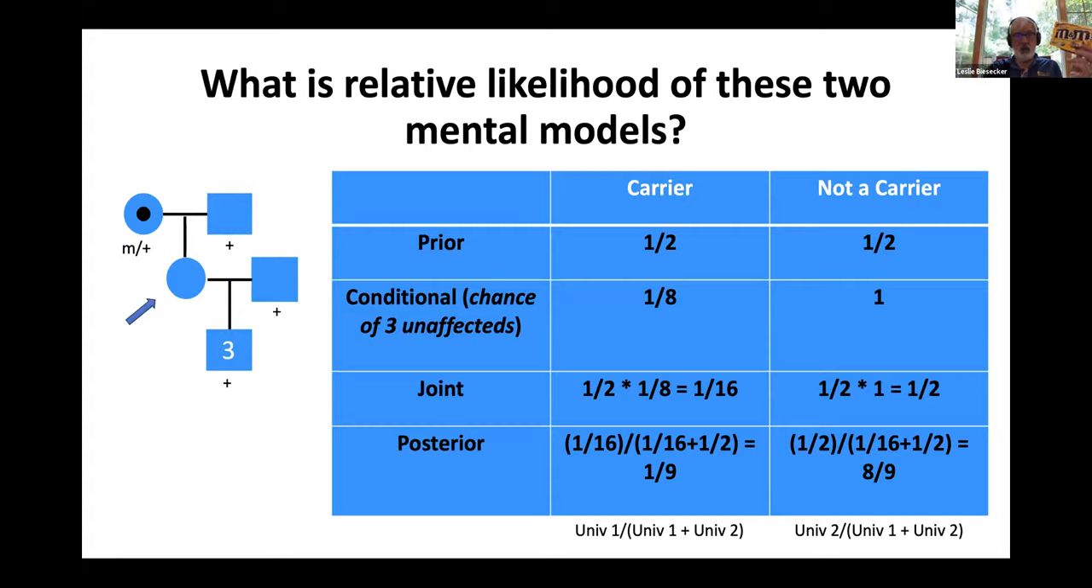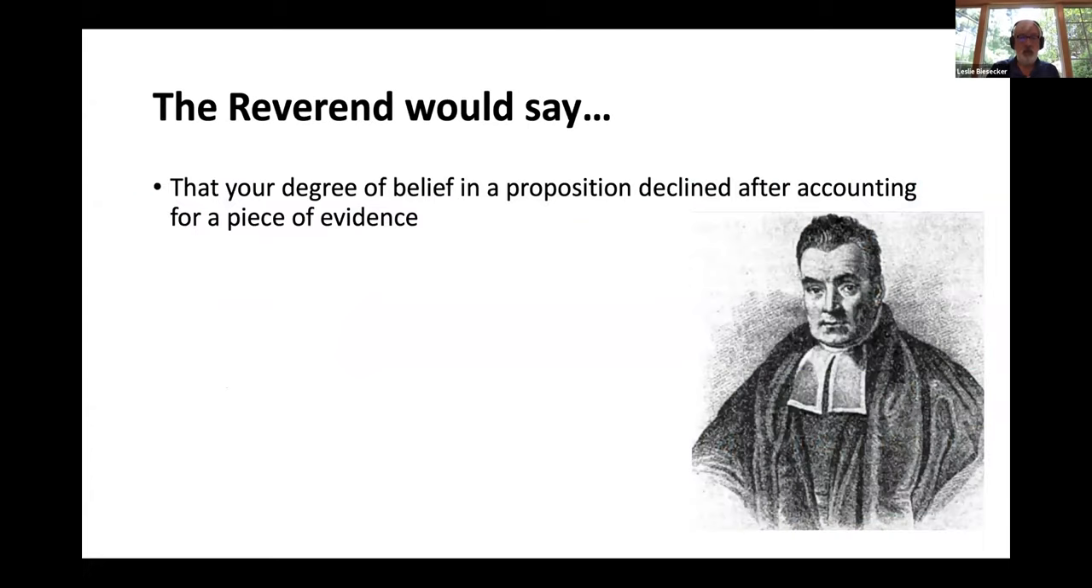All right. So Jenny now knows that the likelihood that this bag that she picked is the mixed bag has gone down from 1/2 to 1/9. And it's actually 8/9 likelihood that this is the all green bag, which is actually a pretty big drop if you stop to think about it. So the Reverend Bayes would say that Jenny's degree of belief in that proposition, that it was the mixed versus the all green bag, declined after she accounted for the evidence that she observed, which is the 3 green M&Ms.